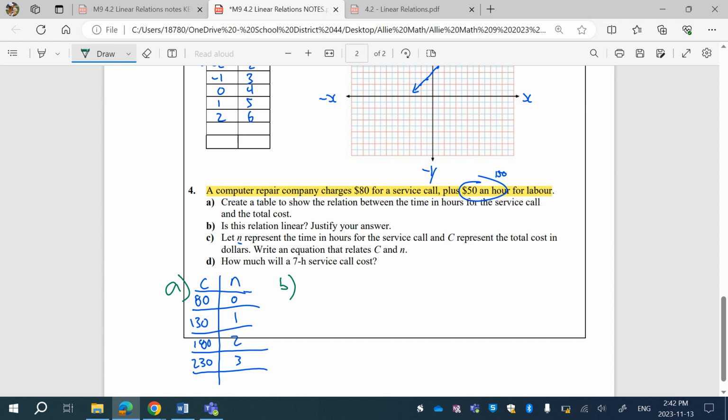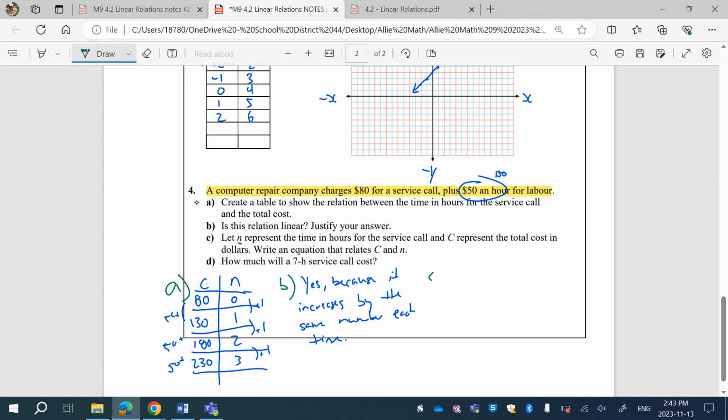Let's do B. Is this relation linear? Justify your answer. I would say yes, because it increases by the same number each time, as this goes up by plus 1, plus 1, plus 1. This goes up by plus 50, plus 50, plus 50.